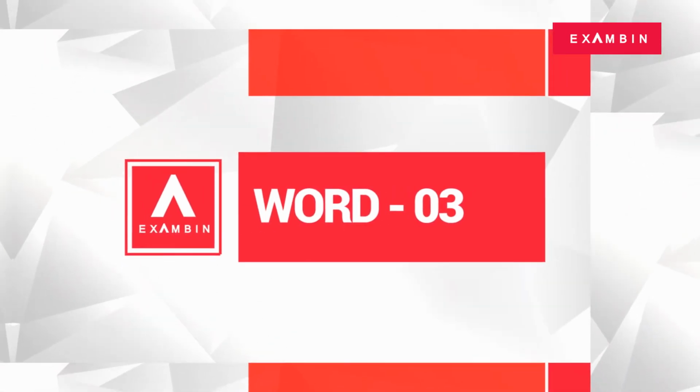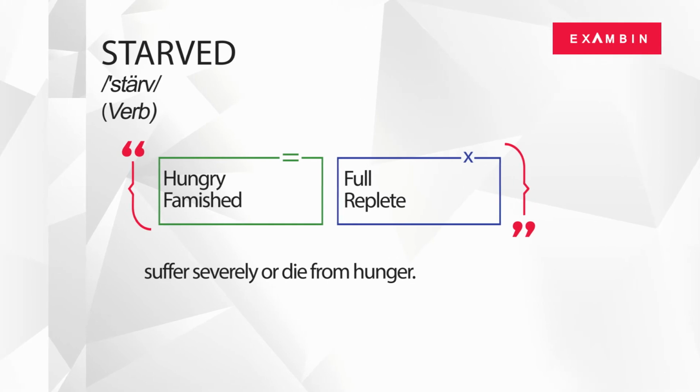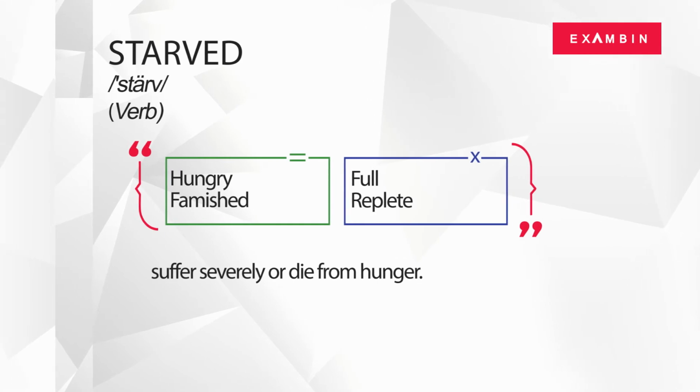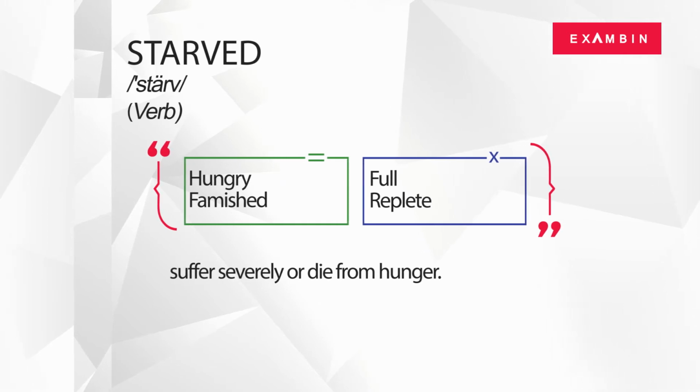The third word of the day is starved. The word starved is a verb. The direct synonyms of starved are hungry, famished. In general context, the word starved means suffer severely or die from hunger. Full, replete are some of the terms referring to the opposite meaning to the word starved. We will see a few examples to understand the word starved better.